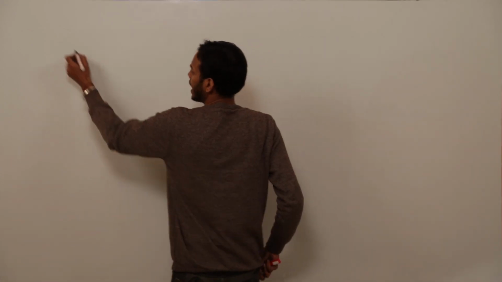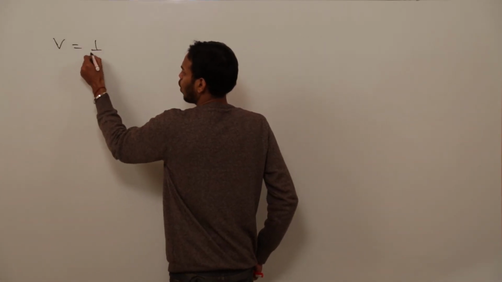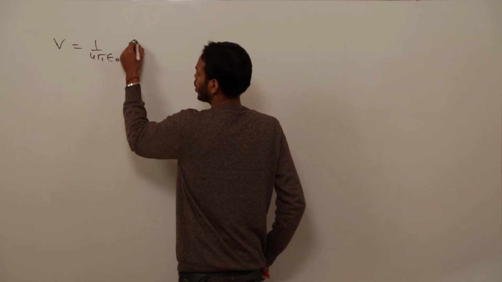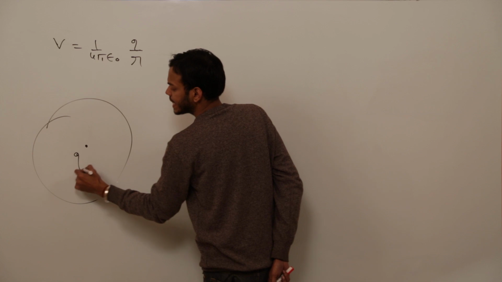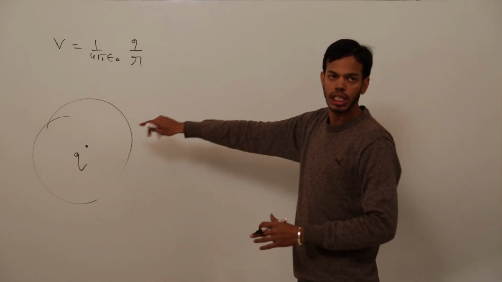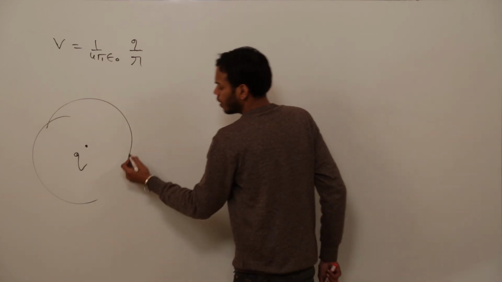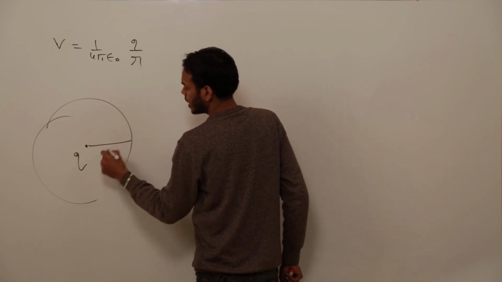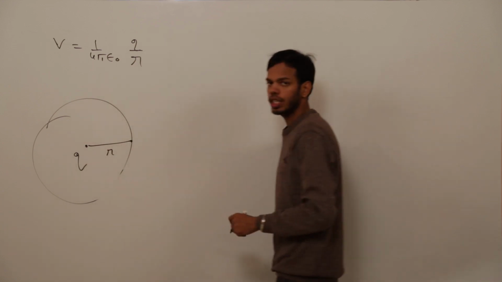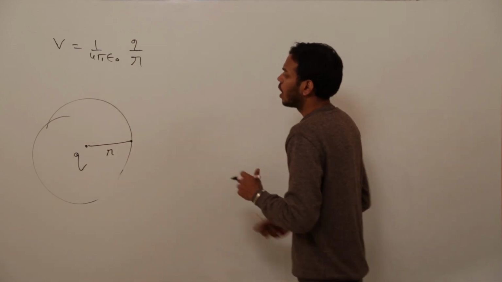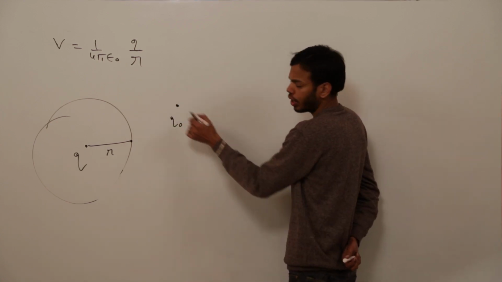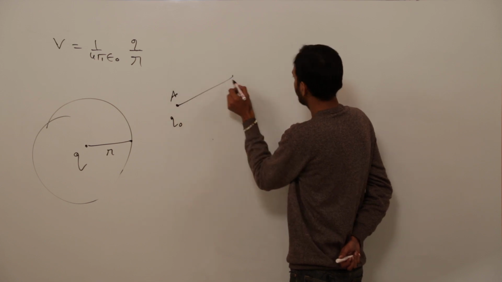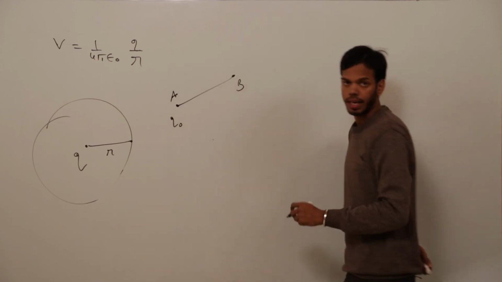So the formula of electric potential is what? 1 upon 4 pi epsilon naught q upon r, where q is the source charge for which the value of potential is to be figured out, and r is the distance at which the potential is to be derived. Now, what if I have to take a charge q naught from this point A to point B?